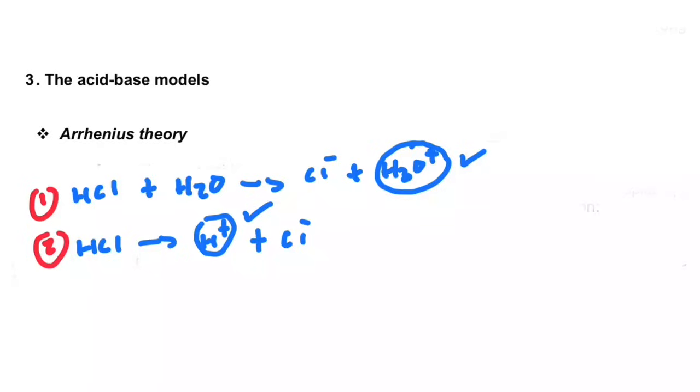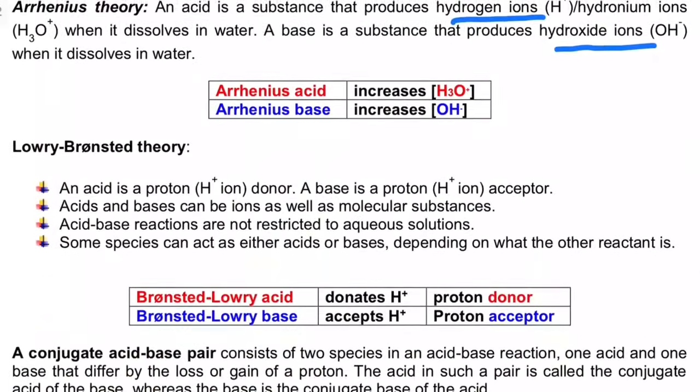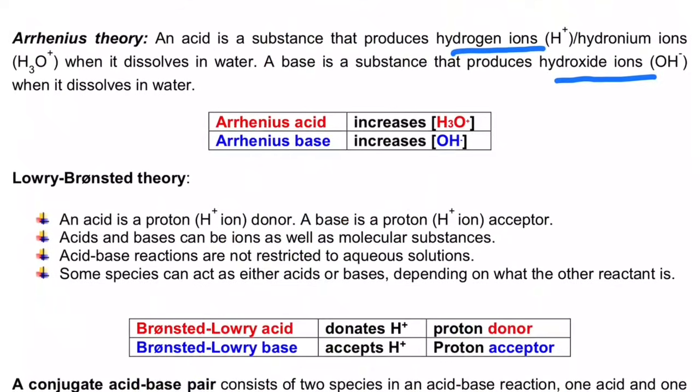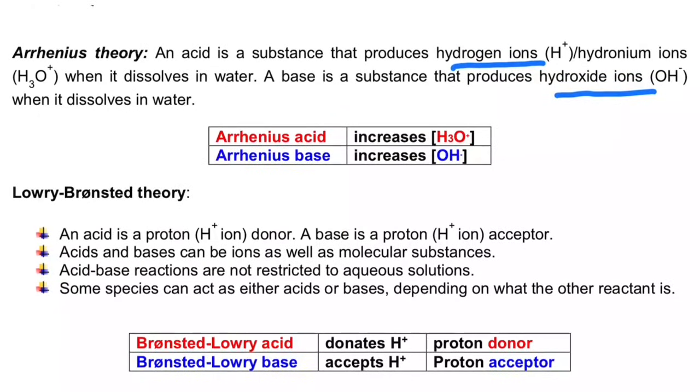Now let's take a look at the second definitions. Lowry-Brønsted theory is actually the easier of the two. Arrhenius theory is still easy, but Lowry-Brønsted theory is relatively easy compared to it. So what does Lowry-Brønsted theory say? An acid is a proton donor and a base is a proton acceptor. That's it. That's the definition. You can come across this in the exam for 2 marks. What is an acid? You say proton donor and you get 2 marks. So 1 word, 1 mark. And then a base is a proton acceptor.